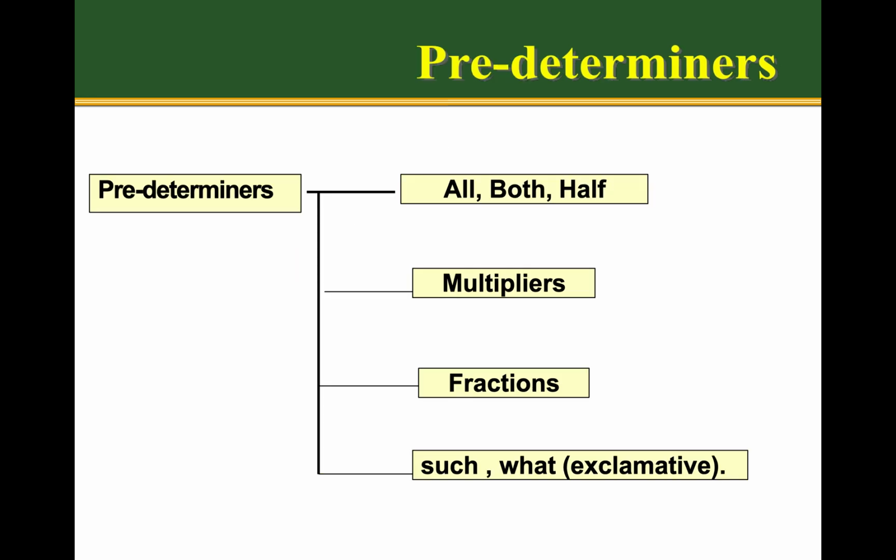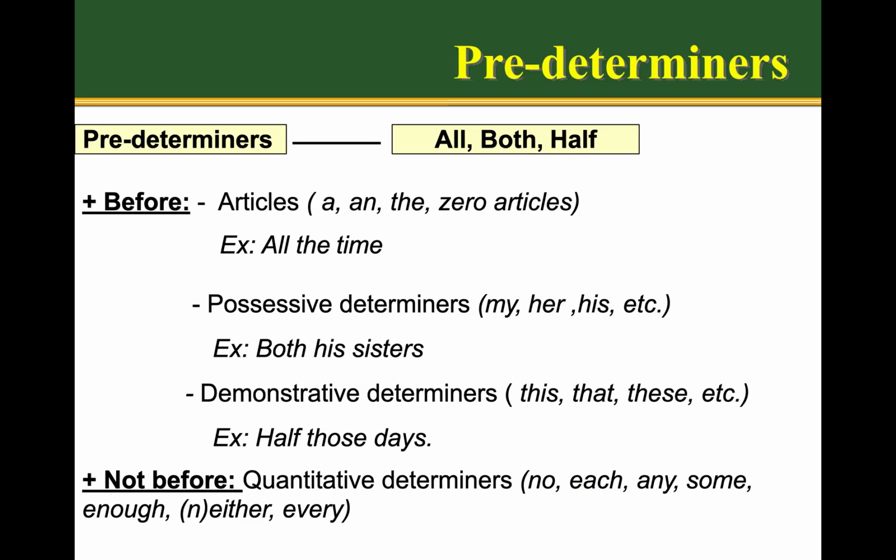So predeterminers can consist of all, both, half, multipliers, fractions, such and what. These predeterminers, all, both, half, can come before articles, possessive determiners, demonstratives, but they cannot come before quantitative determiners, which are also central determiners. But all, both, half usually come before these articles, the articles a and the zero article: all the time. So all is a predeterminer, the is a central determiner, time is the head of this noun phrase.